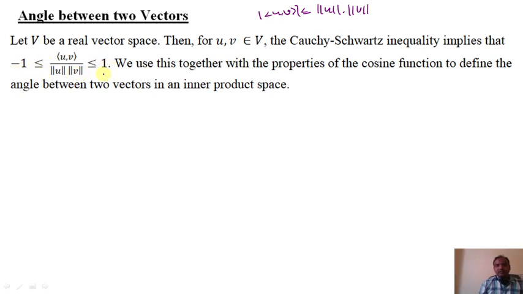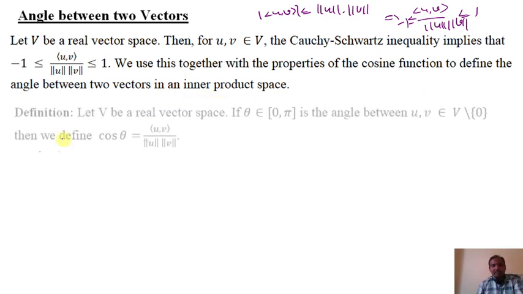That's one. If you take one side, you can write mod u comma v divided by norm u norm v less than or equal to 1. But if you remove mod, this lies between minus 1 to 1. We use this together with the properties of the cosine function. Already we studied the cosine function to define the angle between two vectors in an inner product space. This is the definition. Let V be a real vector space. Theta belongs to 0 to pi because it's minus 1 to 1, so it lies between 0 to pi.